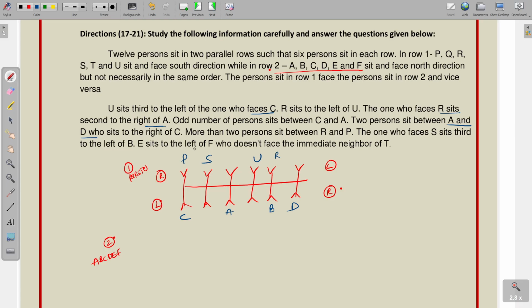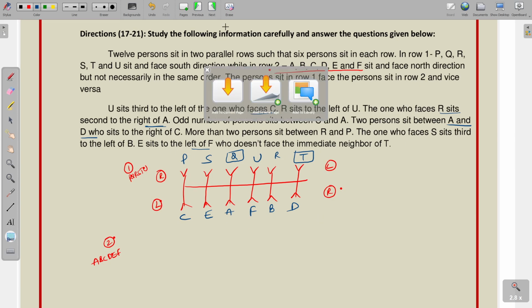Next, E sits to the left of F. E is to the left of F, and E is placed here, and who does not face the immediate neighbor of T. So here we have only two places left. So here T is placed, and the remaining Q is placed here. Okay, it is the final arrangement of the puzzle. So let us move on to the questions.